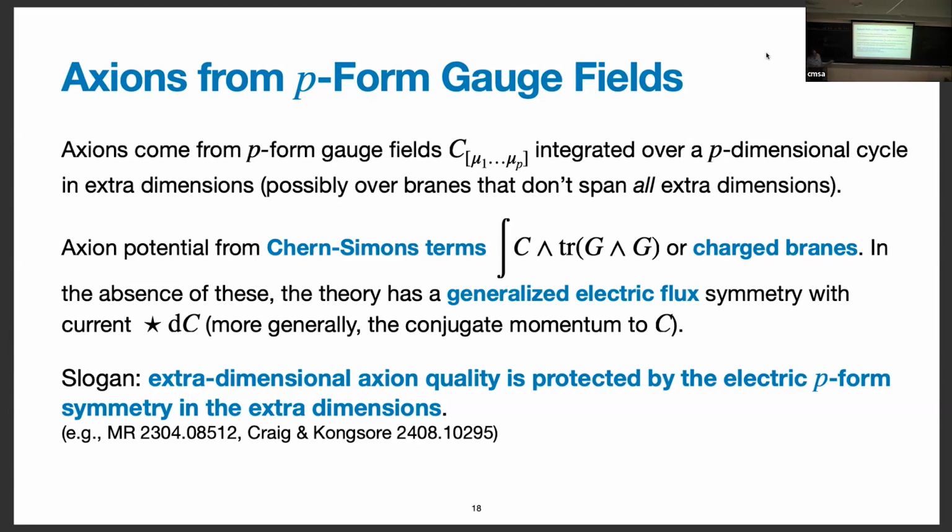You can have Chern-Simons terms that lead to the kind of coupling you want to solve strong CP. You can have charged objects. They're not particles anymore. They're strings or membranes or higher dimensional things. But the upshot is that the theory can solve the problem. And in kind of modern language, we say that the axion quality is protected by a global symmetry, which is the approximate electric p-form symmetry of the higher dimensional gauge theory.